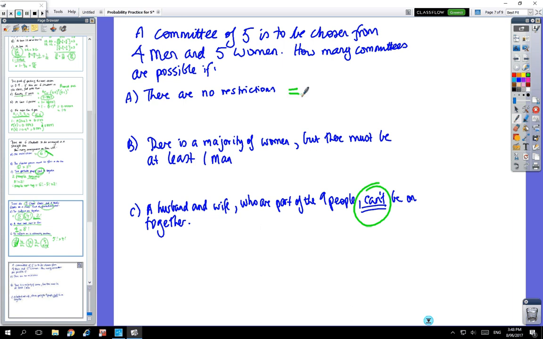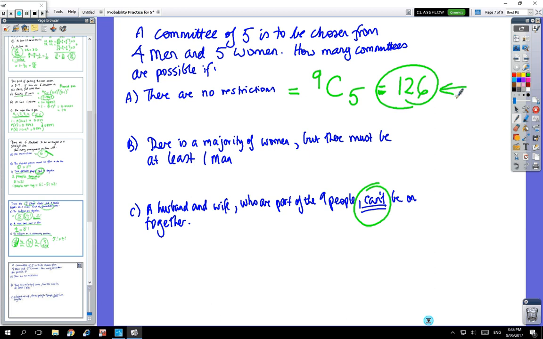Okay, so if there's no restrictions, we've got 9 people, and we need to pick 5, so it's just 9C5. 9C5 is 126. So if the questions were a probability, that's what we're going to divide by, but these ones are just counting questions. But if there's a probability, that's the number in the denominator.